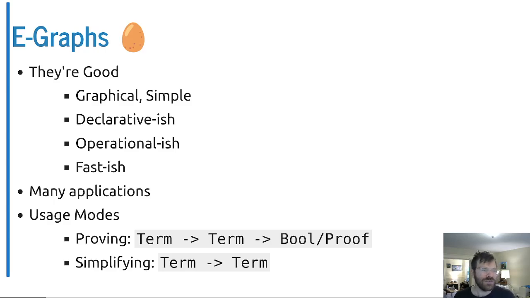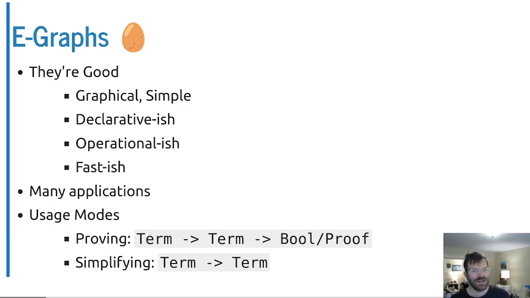And it is relatively simple, a fairly simple set of ideas. Not quite as simple as greedy simplification, but pretty simple. They're also declarative-ish. They're more declarative than greedy rewriting. They have less of a phase ordering problem, or no phase ordering problem in a certain sense. And they're also operational-ish, which is both good and bad.